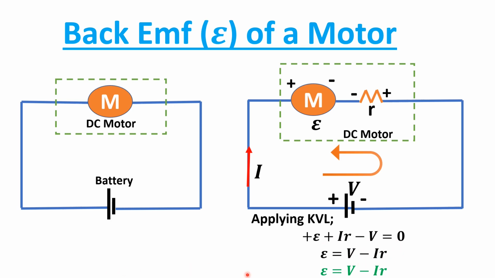So this is a very important expression. We are going to use it in solving many questions. Notice that this expression is opposite to the expression for the EMF of a battery. The EMF of a battery is equal to V plus, and not minus in this case, plus IR. So E_B is equal to V plus IR. But for a motor, the EMF of a motor is equal to V minus IR.